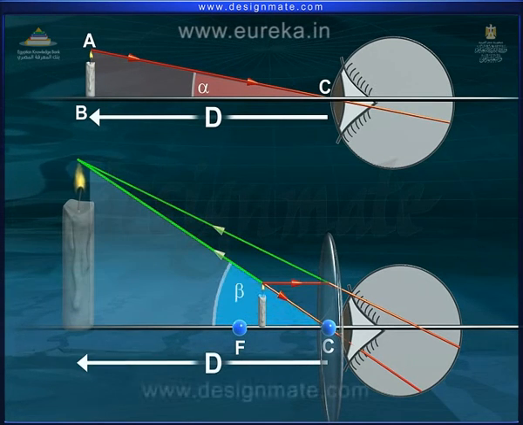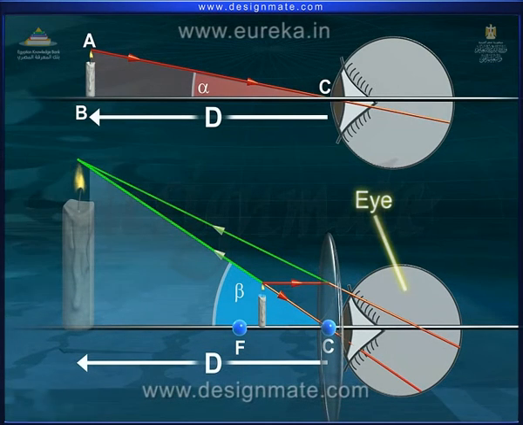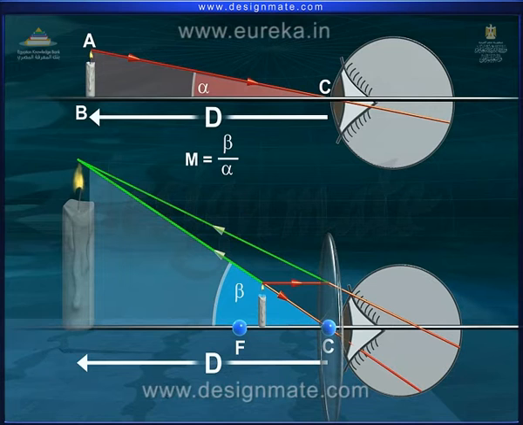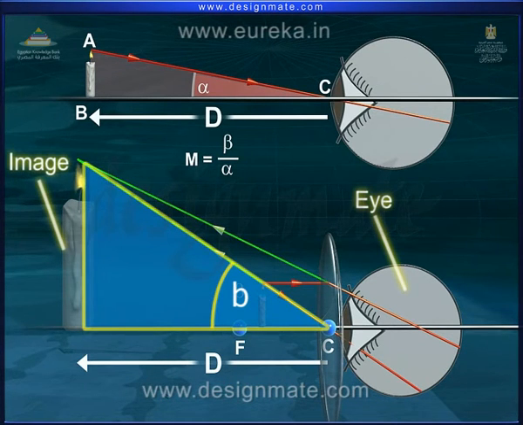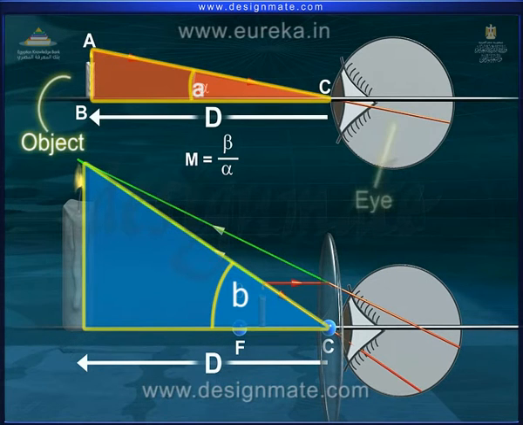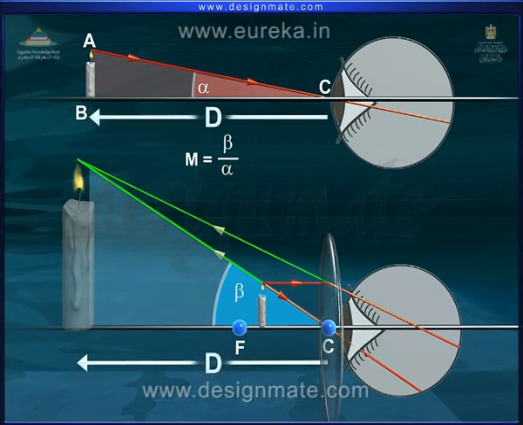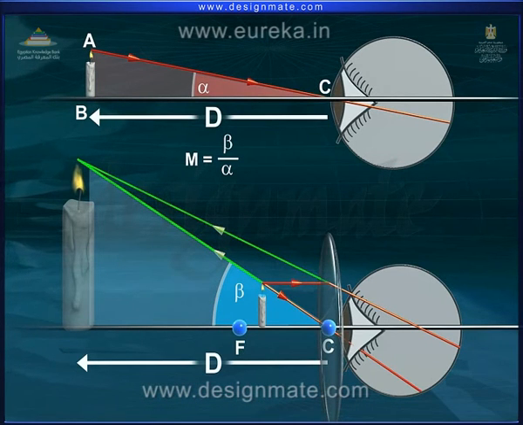Suppose beta is the angle subtended by the image at the eye. Then the magnifying power m of a simple microscope is given by beta upon alpha. That is, the ratio of the angle subtended by the image at the eye to the angle subtended by the object at the eye, when both are at the least distance of distinct vision. Therefore, m is equal to beta upon alpha.